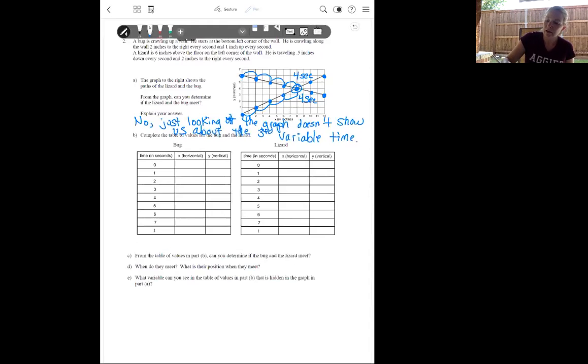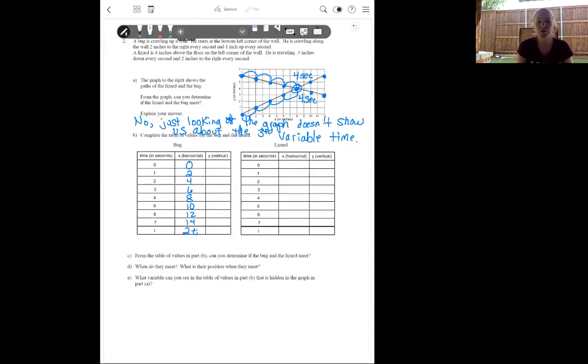Filling in the table on part B, the bug. Horizontally, the bug went 2 inches for every second. So 0, 2, 4, 6, 8, 10, 12, 14. In terms of time, what happened? Well, when time was 1, horizontally it was at 2. Time 2, horizontally 4. So it looks like the x values were all doubled from the time. So that would be 2t.